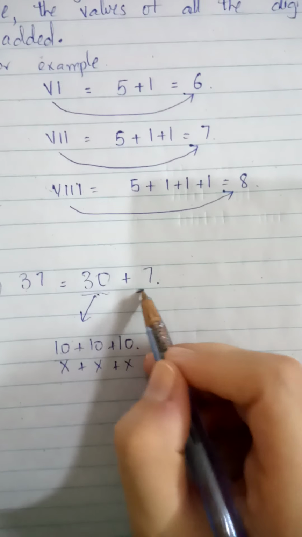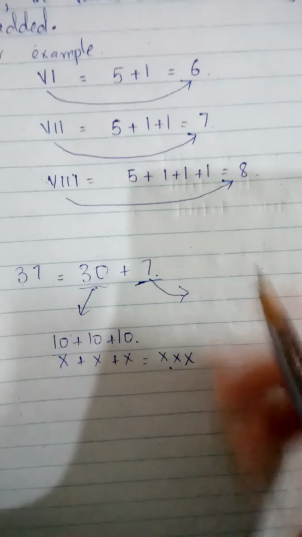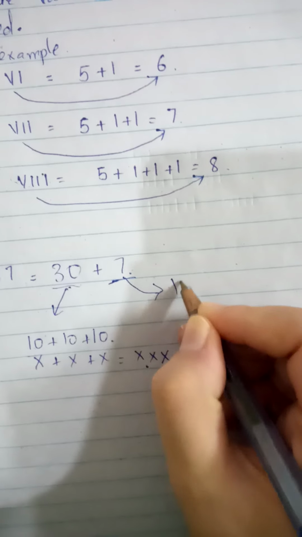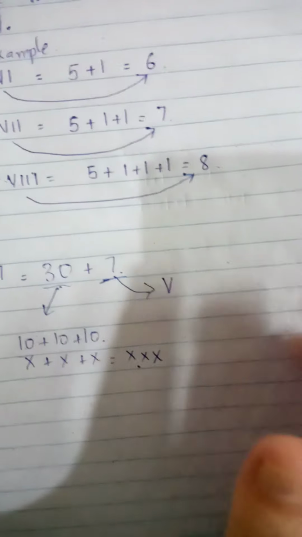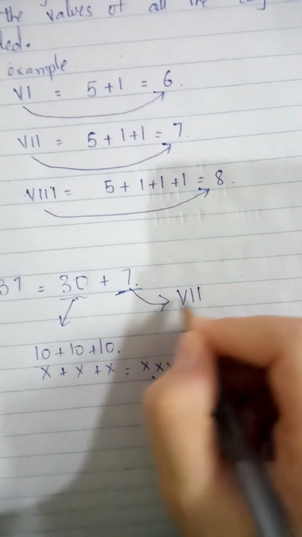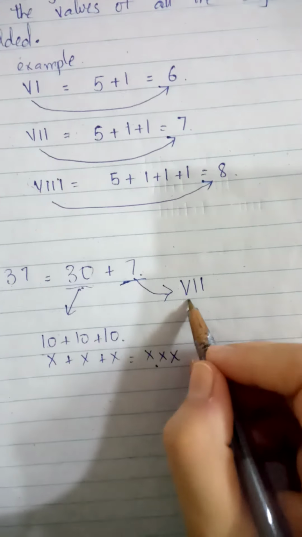Now I need to write 7. How will I write 7? For writing 7, first of all, I will write 5. This V is equal to 5, and then I will write 2 I's, 2 capital I's. So this is how I get 7, since we have discussed it here.